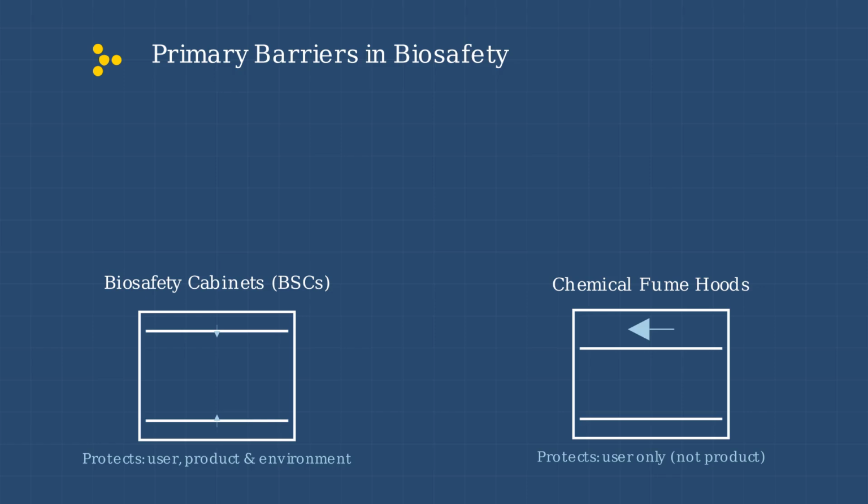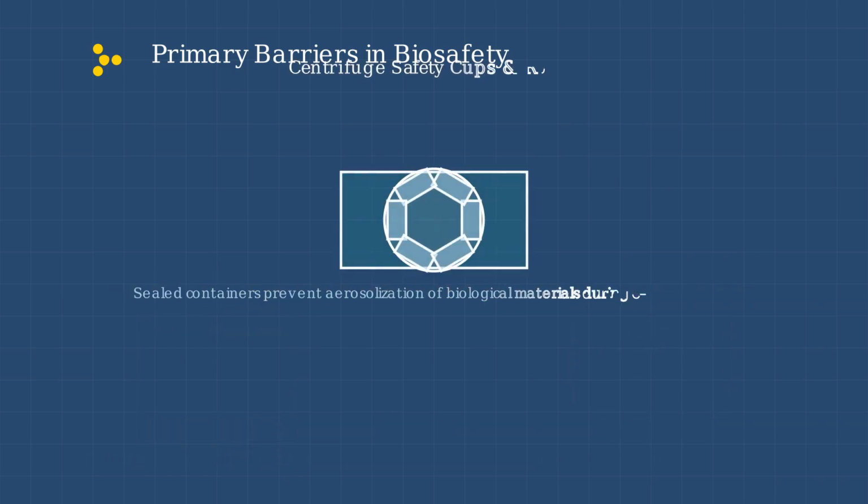Chemical fume hoods are another type of engineering control, primarily designed to protect the user from chemical vapors, not for biological containment. Centrifuge safety cups and sealed rotors are critical engineering controls that prevent aerosolization of biological materials during centrifugation.